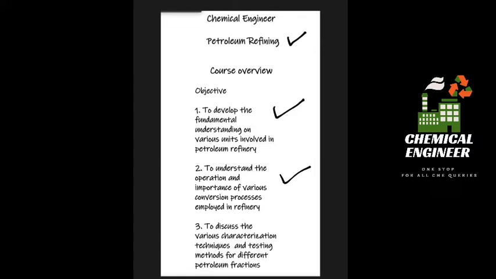Next, we will discuss various characterization techniques and testing methods for different petroleum fractions. For the different petroleum products obtained after refining of crude oil, there are various methods for characterizing them. Like, we need to characterize petrol, so we do an octane number test. Likewise, we have many other tests for each and every product, so we will try to learn about them.